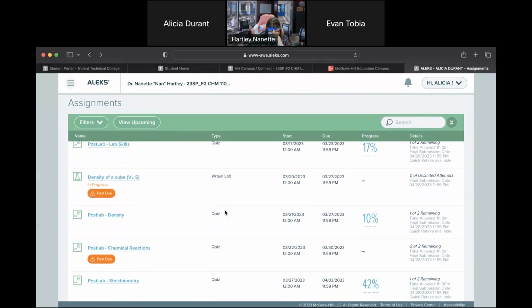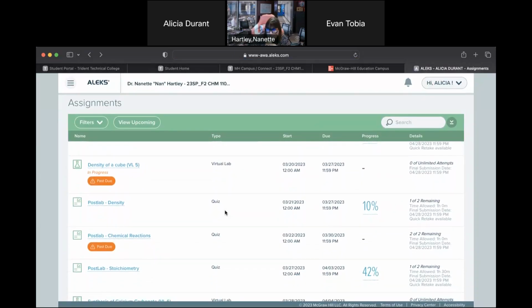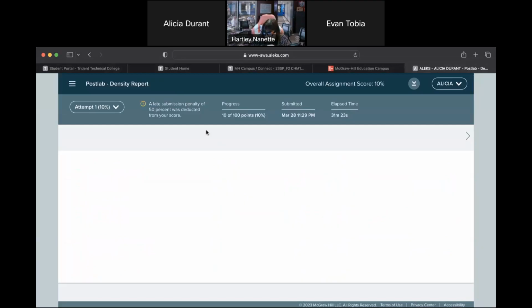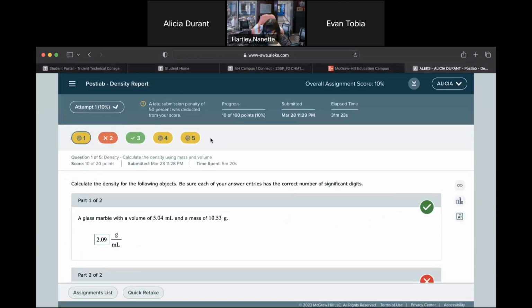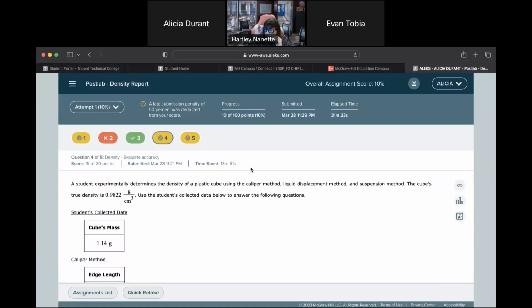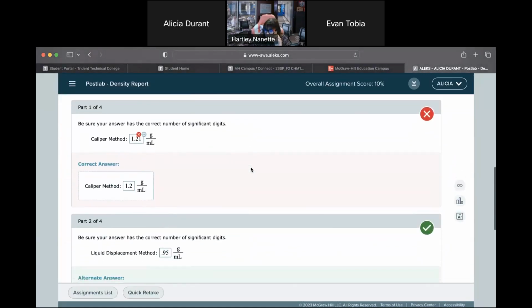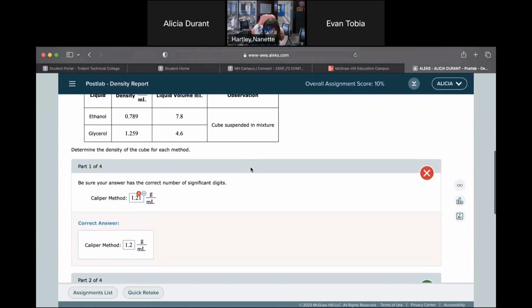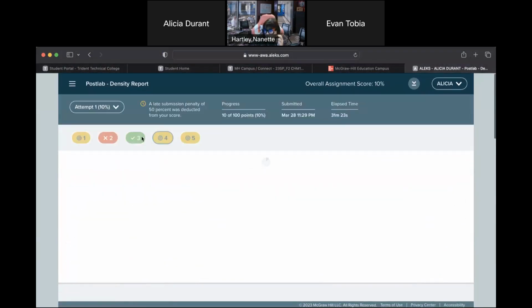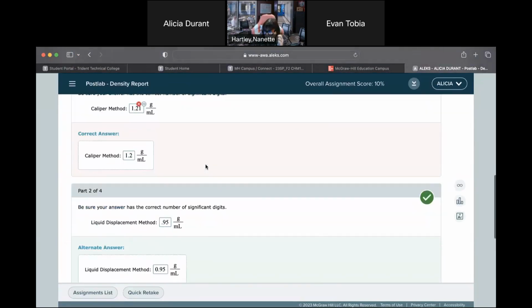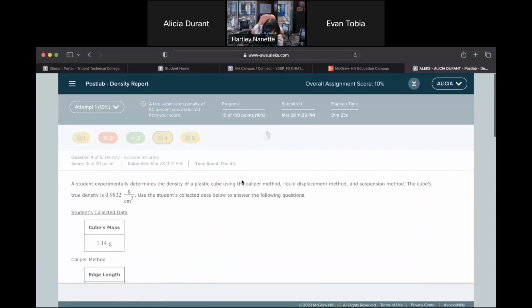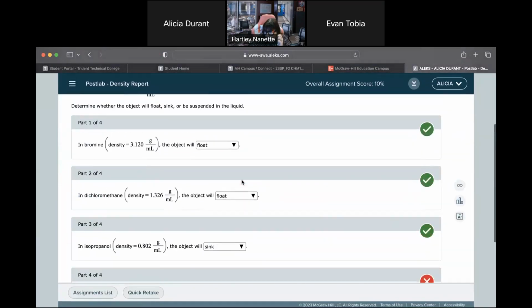So I know I did the virtual lab for density, and then I took the quiz. The quiz had 2 parts, and part of it you missed, and that's why it gave the score that it gave. The other part of it is because it was turned in late. So that's why the score is what it currently is. There are 5 questions, one of which you got part of it right, one of which was not correct.